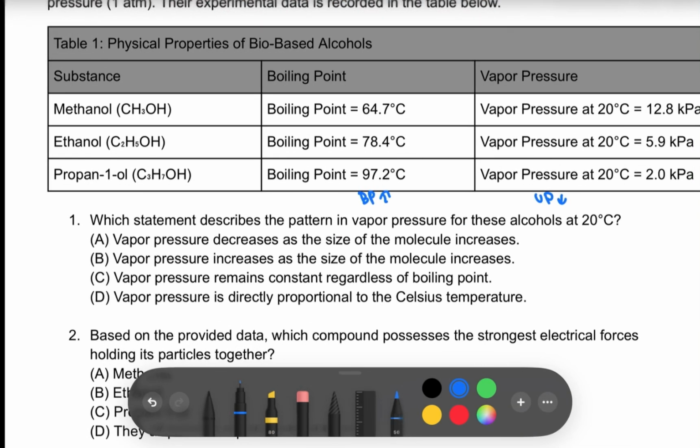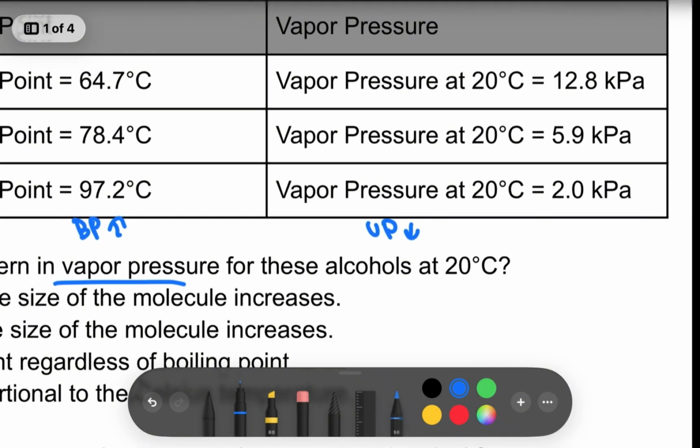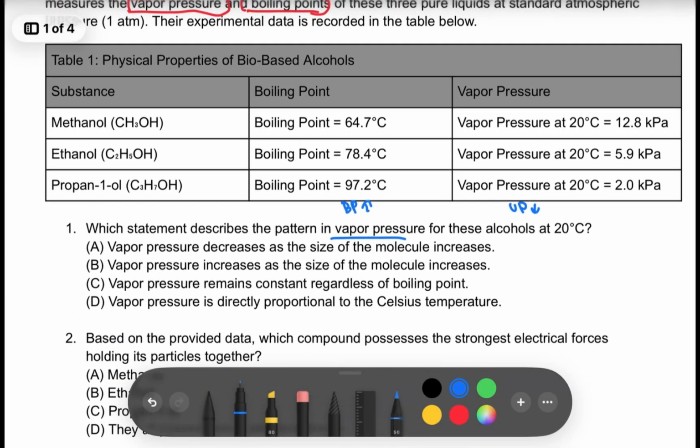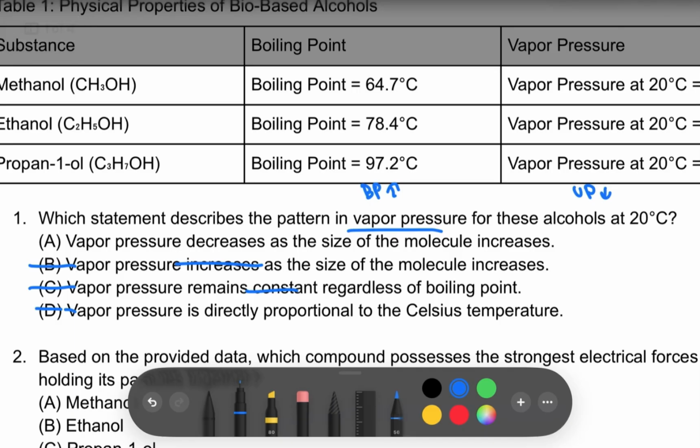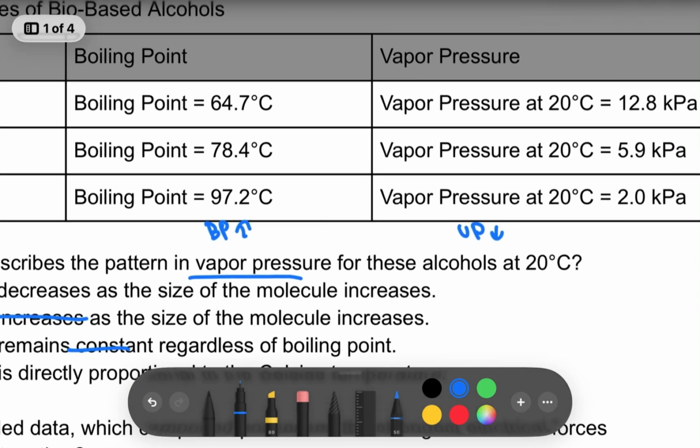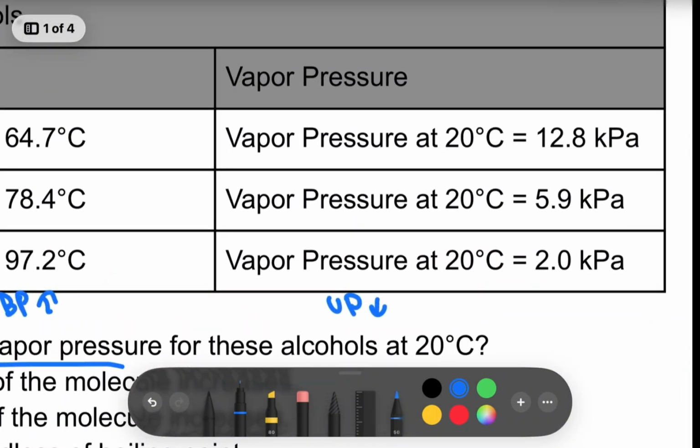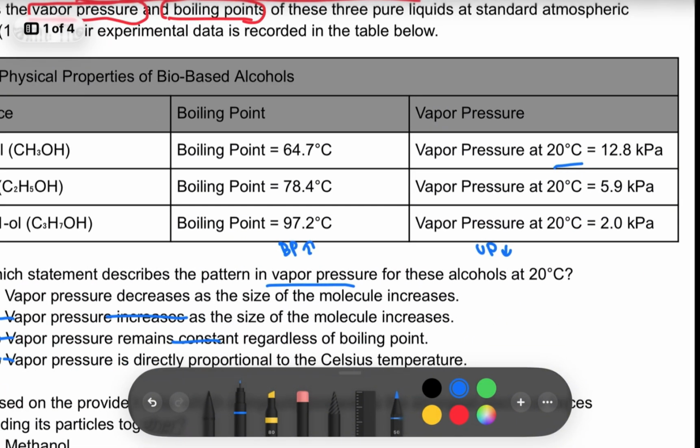Which statement describes the pattern in vapor pressure for these alcohols at 20 degrees Celsius? The vapor pressure, as we noted here, is decreasing. So we can immediately cross out B because vapor pressure is not increasing. We can eliminate C because it's not staying constant. We can eliminate D because it's saying that the vapor pressure is directly proportional to the Celsius temperature, but that's not the case here, because the Celsius temperature is staying the same. It's staying at 20 degrees Celsius.